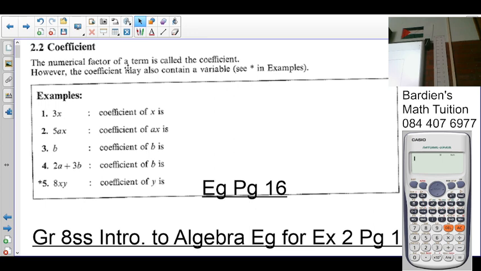Now, what are variables? X's and Y's and all of those things. A variable is something that changes, variates. That's why it's called a variable. So here's the example. If you say, what's the coefficient of x in 3x? 3. What's the coefficient of 5a? 5. What's the coefficient of b? 1. There's no number in front, there's a 1.